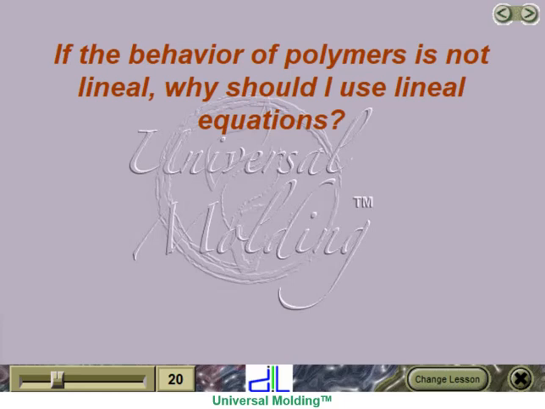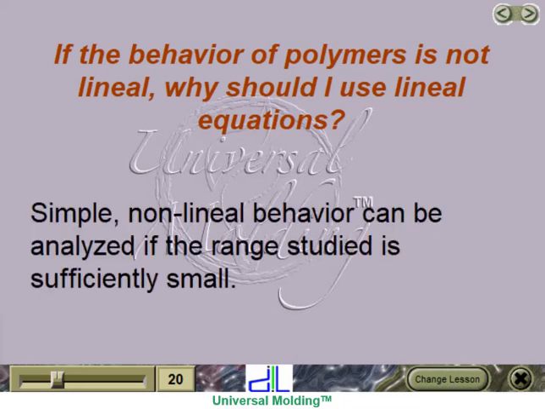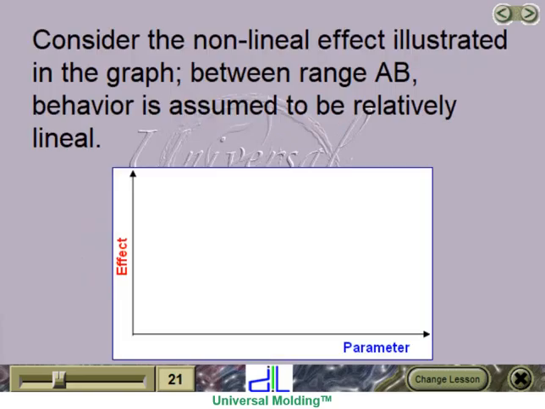If the behavior of polymers is not lineal, why should I use lineal equations? Simple. Nonlineal behavior can be analyzed if the range studied is sufficiently small. Consider the nonlineal effect illustrated in the graph. Between range AB, behavior is assumed to be relatively lineal.